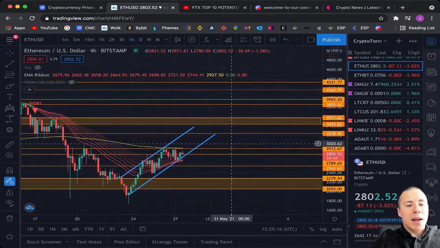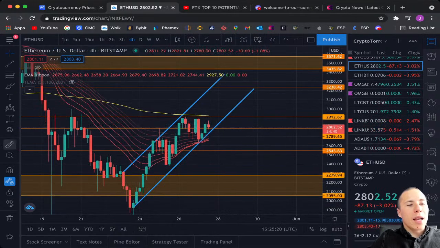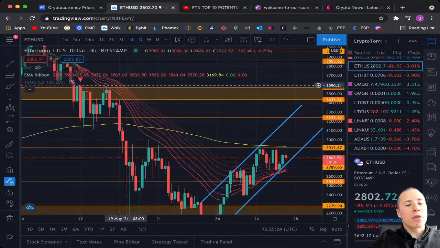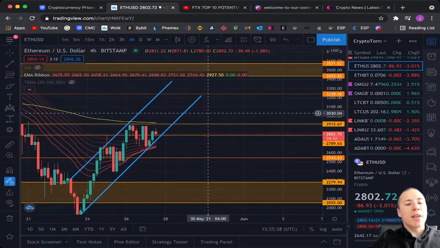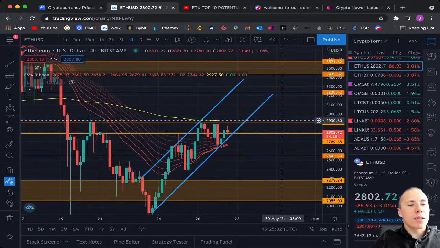So that is something I think is very interesting, that Ethereum is finding support on top of the EMA ribbon instead of major resistance, as we saw before on Ethereum and Bitcoin. It was rejected multiple times before being able to get above the EMA ribbon and finding support on top of it. So that is for sure something very interesting to look at.